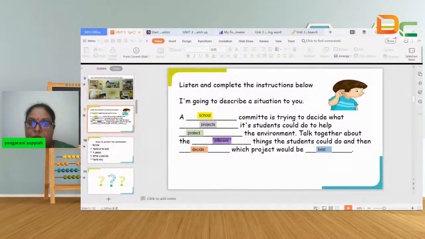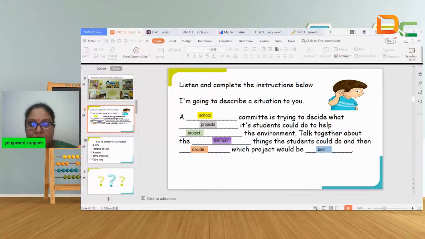So this is your speaking task. Your task is to talk about all the points given and to decide which is the best point, which is the best idea to protect the environment.